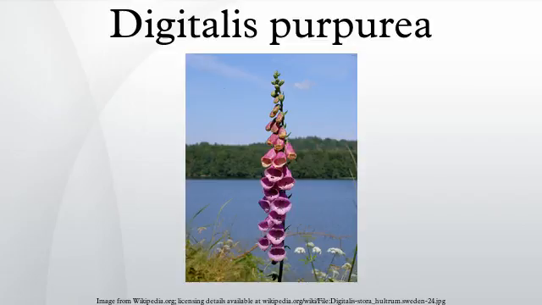Subspecies: the three subspecies of Digitalis purpurea are D. p. subsp. purpurea, from most of Europe; D. p. subsp. heywoodii, from Iberia; and D. p. subsp. mariana, from Iberia.